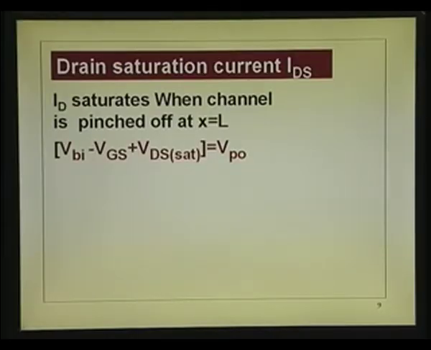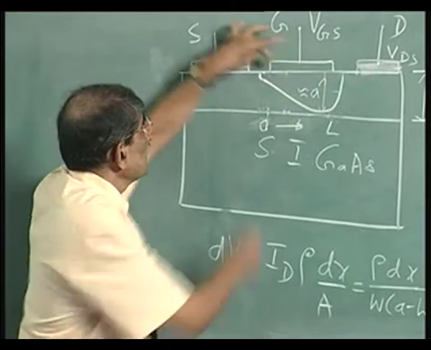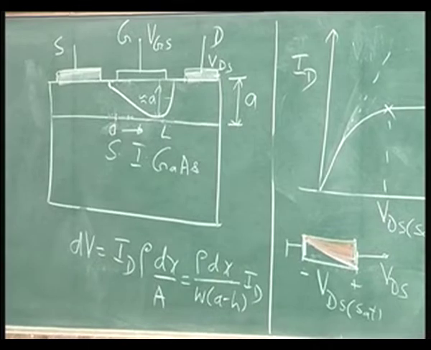So, now what we have been discussing so far, we have put here that I d saturates when the channel is pinched off at x equal to L, the drain end. So, we have reiterated it more than once. Okay. So, what is that voltage V p 0 in terms of V d sat? At the source end it is V b i minus V g s, at the drain end it is V d sat, and the sum of the voltage should be equal to V p 0. That is what we have said. So, this voltage must be equal to V p 0, and this voltage is V b i minus V g s plus V d sat. Okay.